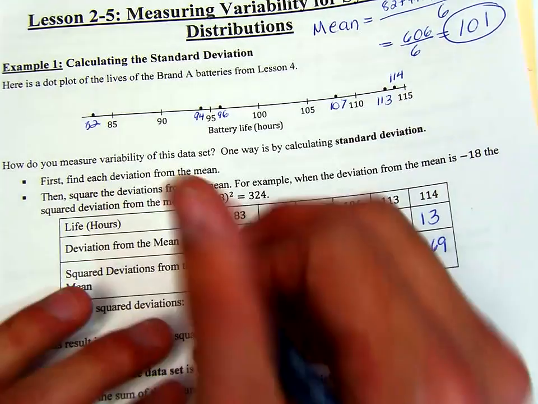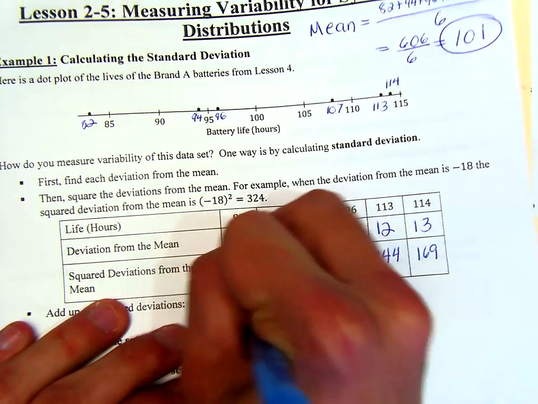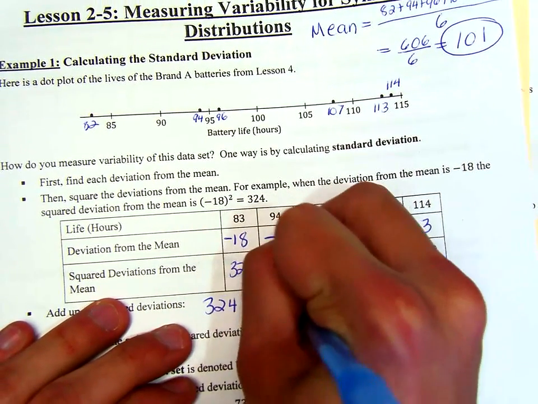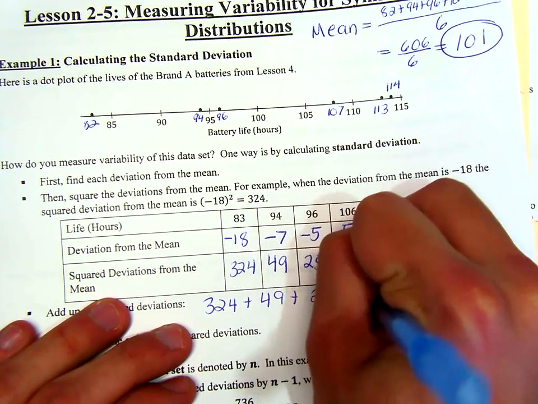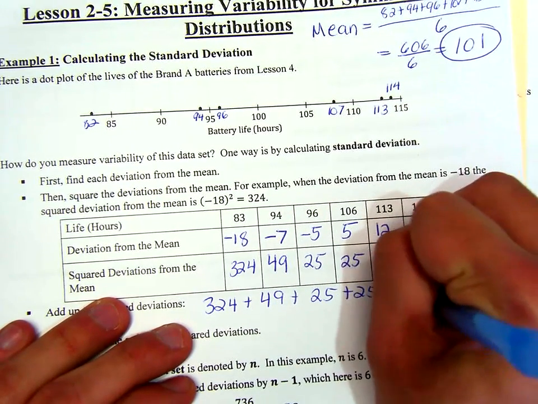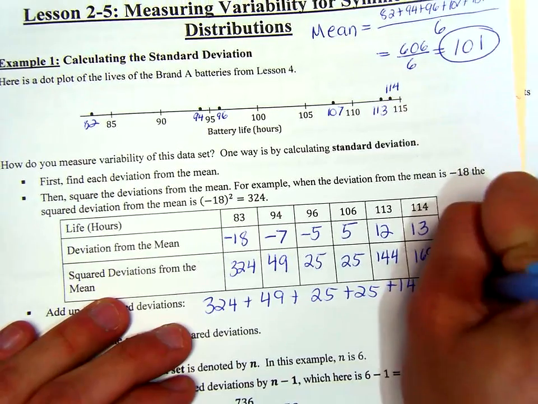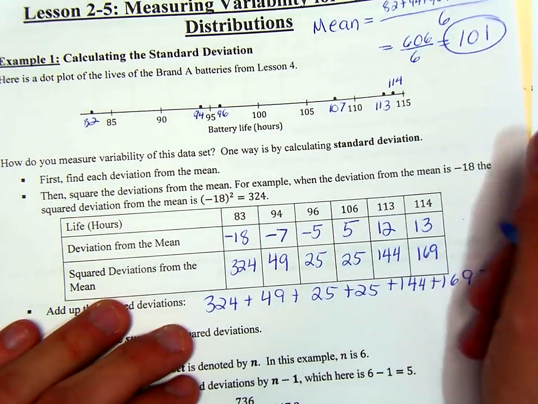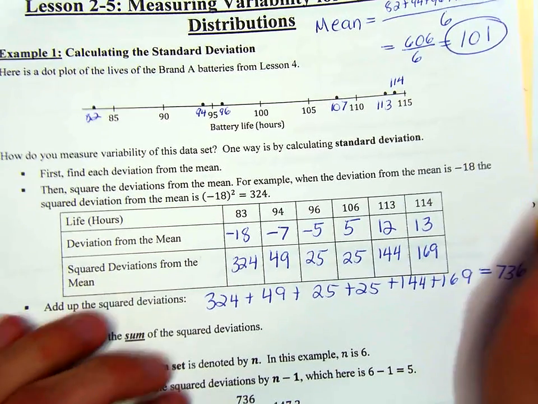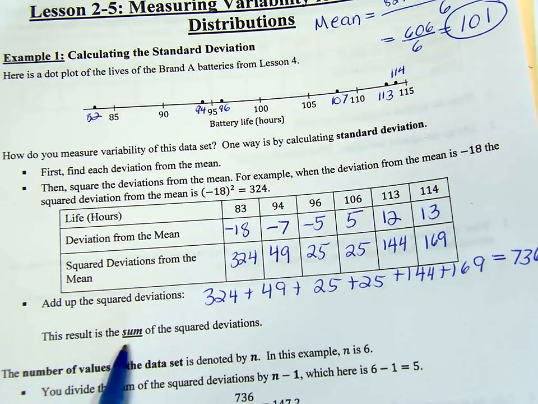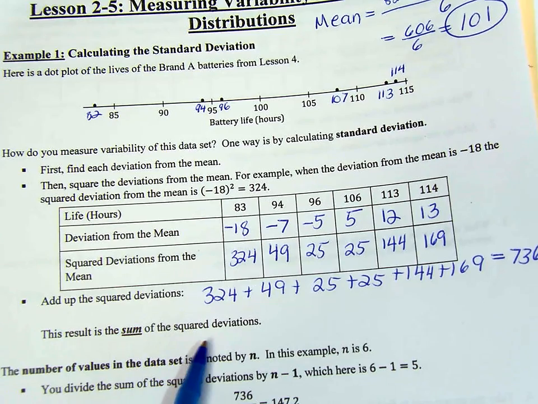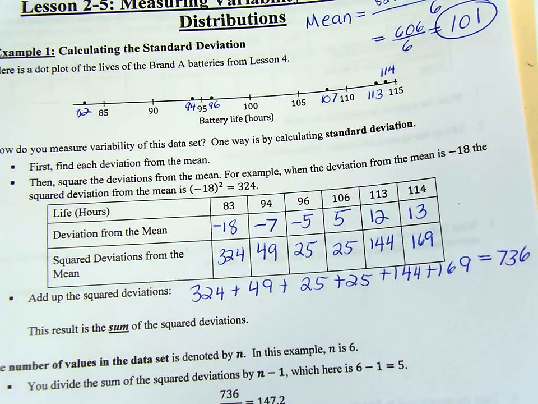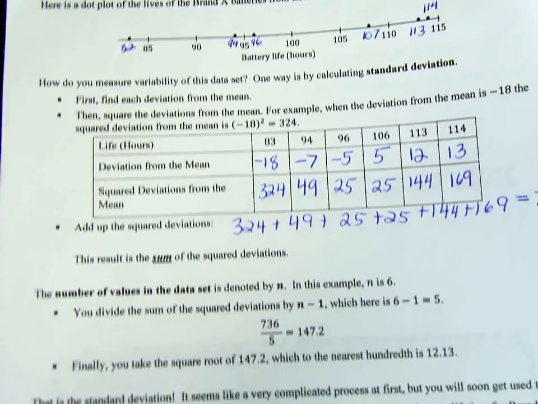So now what they want us to do is add up all the square deviations. So we're going to add all these up. It will be 324 plus 49 plus 25 plus 25 plus 144 plus 169. And if you add all those together, you should get 736. So this result is the sum of the square deviation.